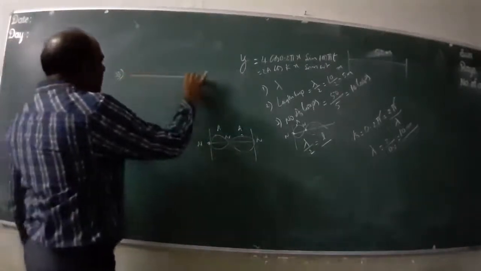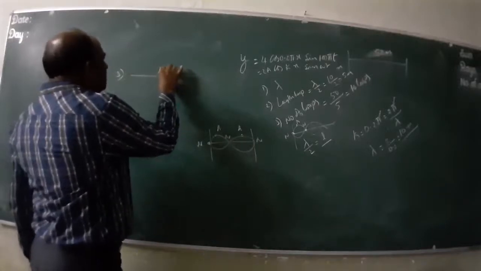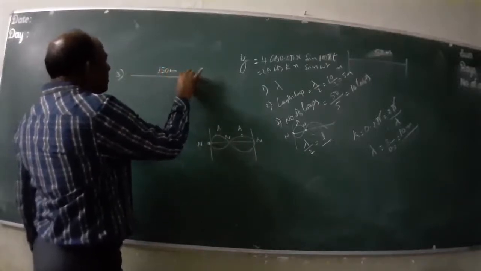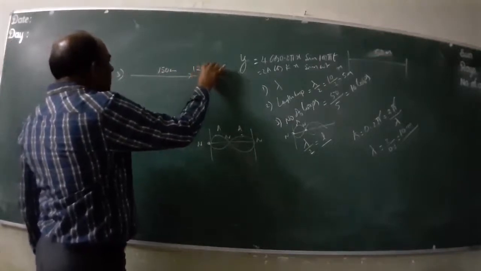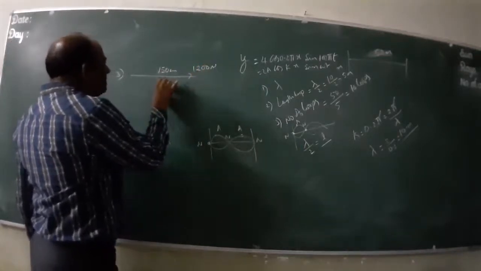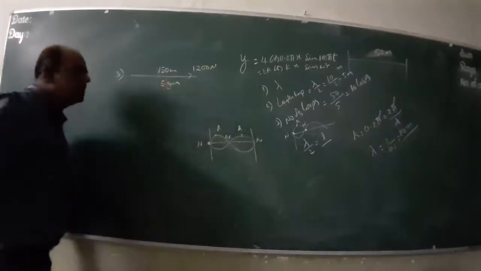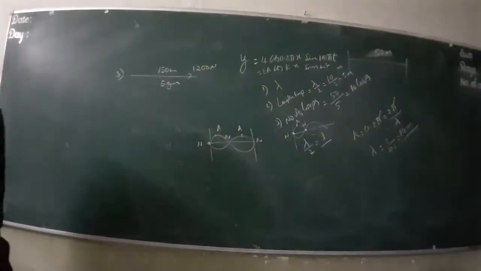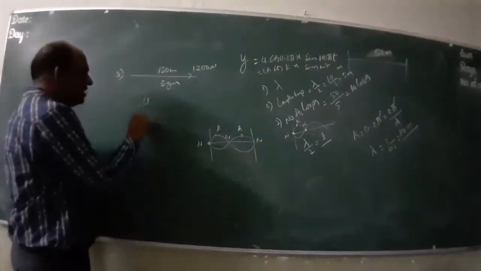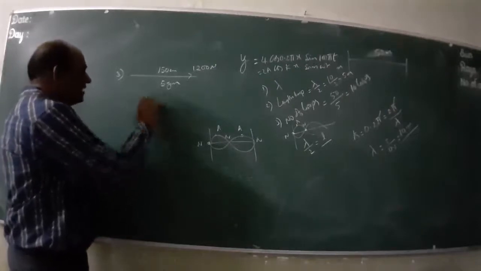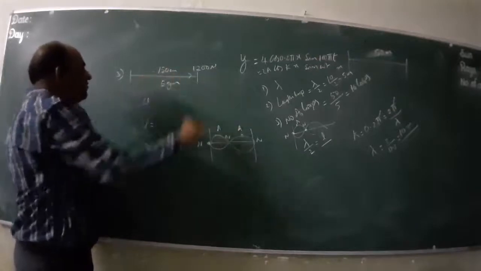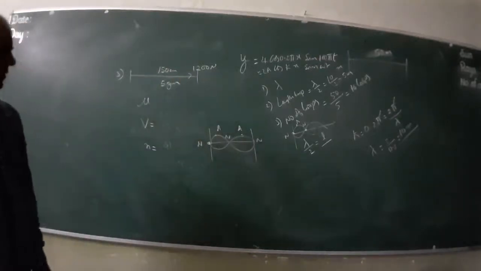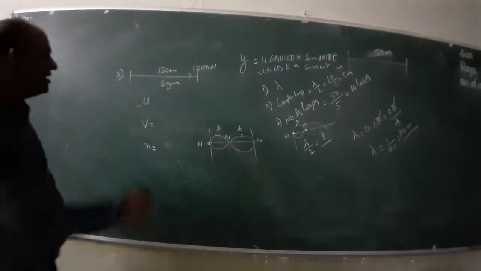Next one, third one. There is a wire of length 150 centimeter, subjected to a tension of 1200 Newton, and the mass of the wire is 5 grams. Calculate its linear density, velocity of the transverse wave, and the fundamental frequency if it is vibrated. Three questions.